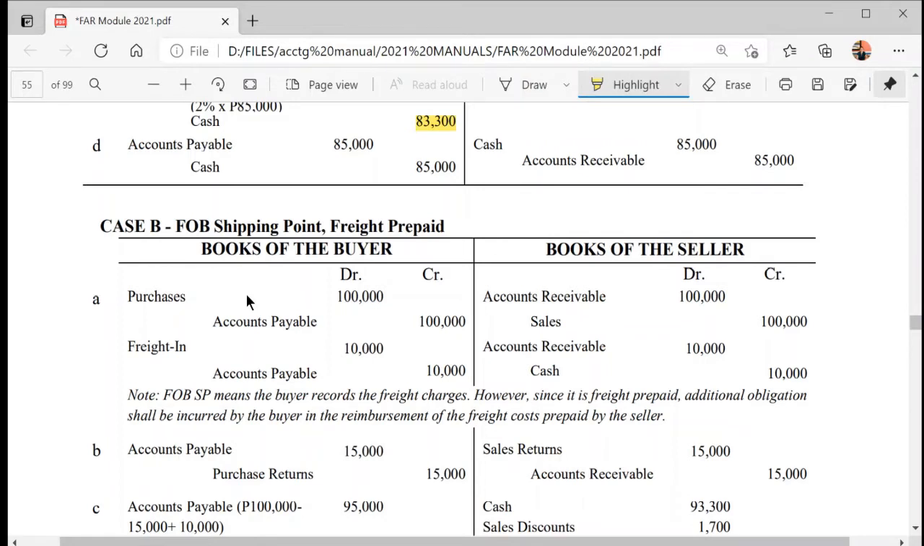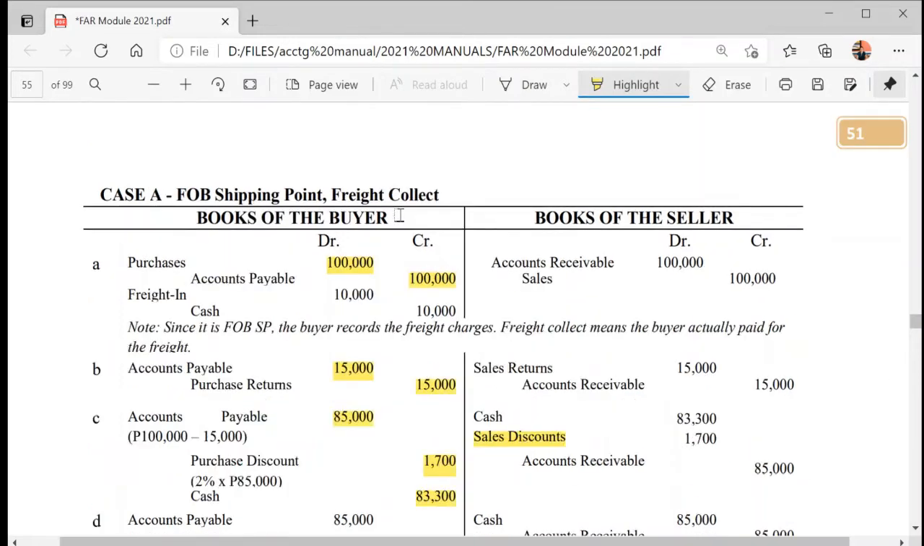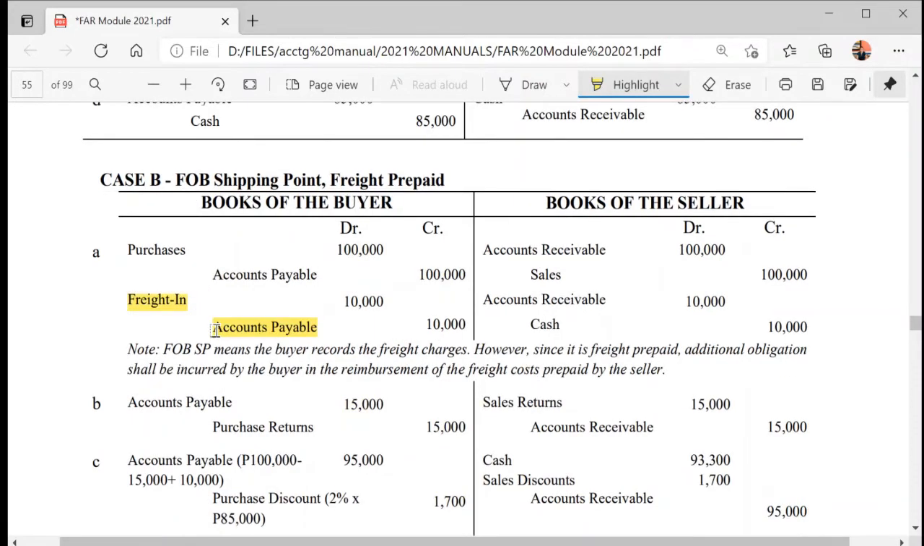Nganong accounts payable man siya, ma'am? Nganong dili man siya cash? Diba dili cash ang gibutang? Okay. Cash ang gibutang diri because the buyer is the one who paid for the freight. But here, the buyer is not the one who actually paid for the freight, but the seller. So therefore, since gibayaran man ni seller ang pliti in behalf of the buyer, so naay additional nga bayronon si buyer ngadto ni seller for the pliti.